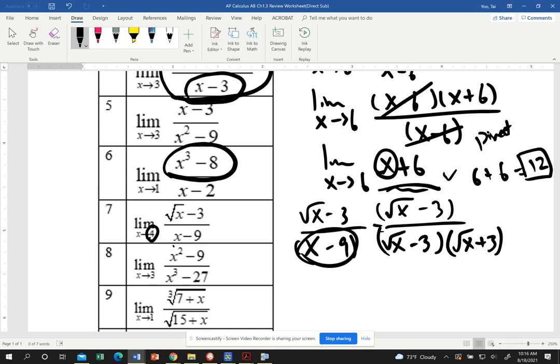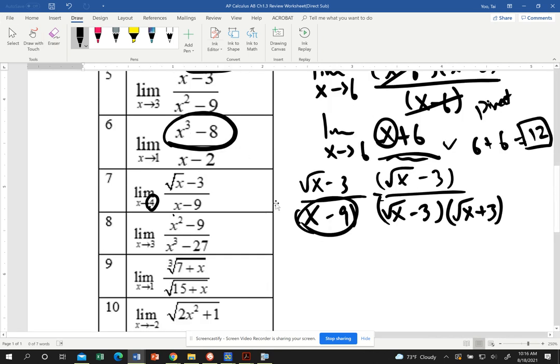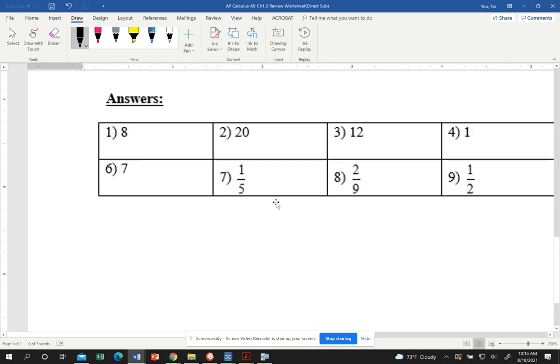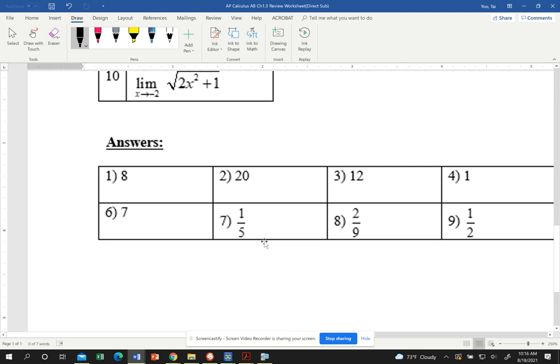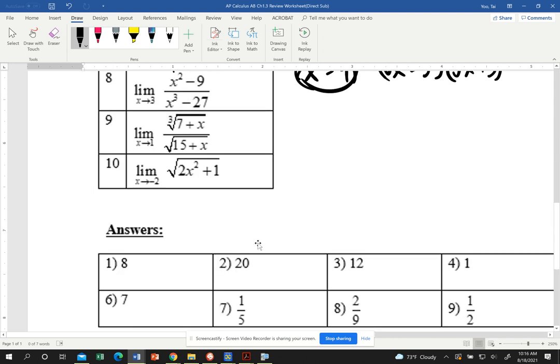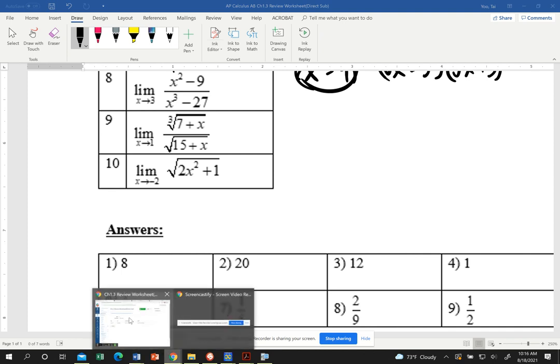I'm going to ask you to work on these questions for now. I'm going to give you about 10 to 15 minutes. Do you see those answers below? Check to see if your answers are correct. And let me pause this for a little bit.